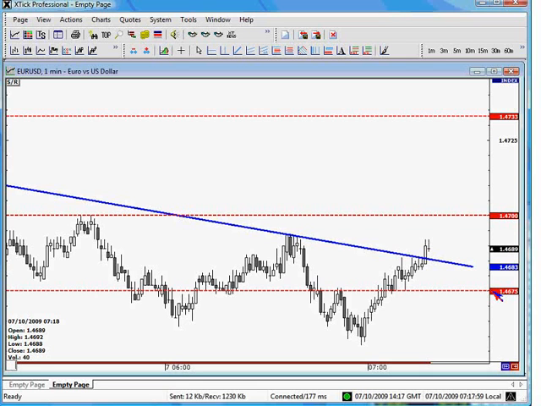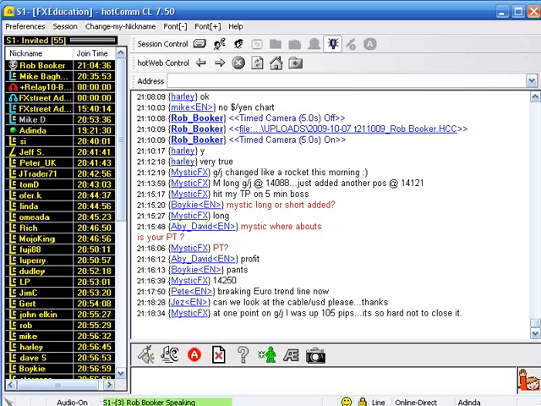Jen's asked if we could look at the cable dollar. And Mystic says at one point he was up on the pound yen 105 pips. It's so hard not to close it. It moves so much you don't want to close it sometimes. But 105 is pretty damn awesome, Chris.